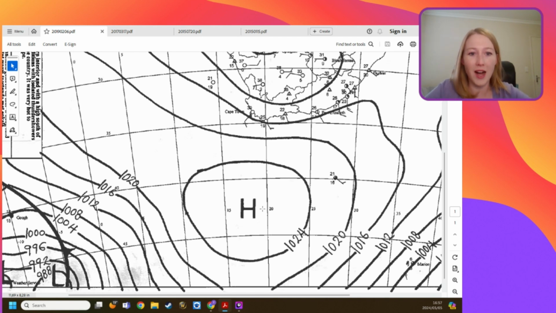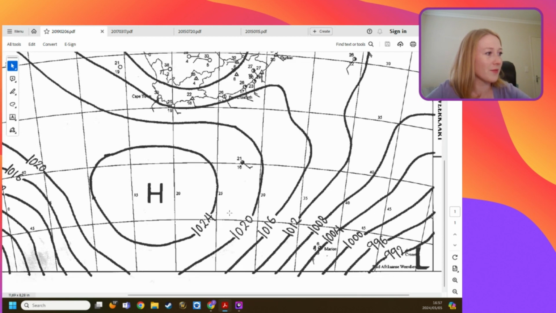tells me it's high pressure. The other way that I know that this is high is because of the numbers. So if I start over here, 1004, and I go towards the middle of the cell, I can see the values go up. So that's another way that I can tell that this is high pressure. It increases towards the middle. So there's two ways. One, you can tell with the H. Two, the values go up towards the middle.